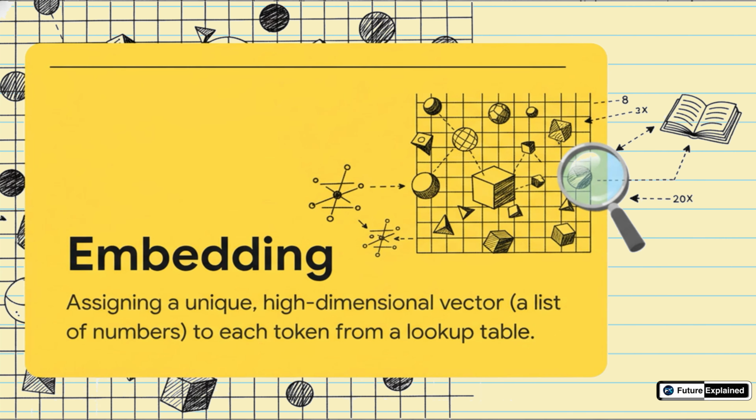And this right here is the magic step: embedding. The best way to think about it is like a giant multidimensional dictionary. Every single token gets looked up, but its definition isn't a sentence. It's a very specific coordinate, a vector, in this huge mathematical space.